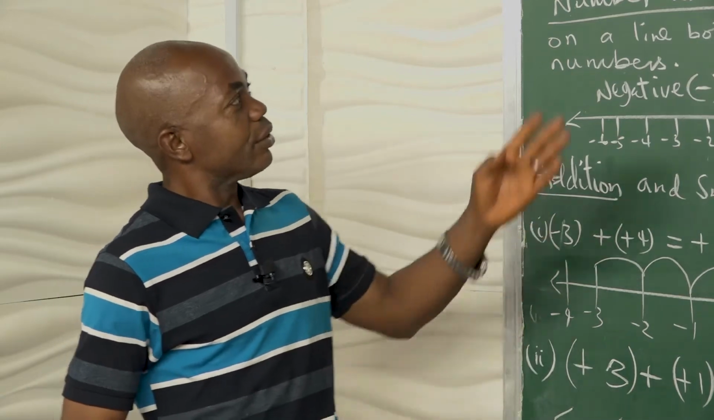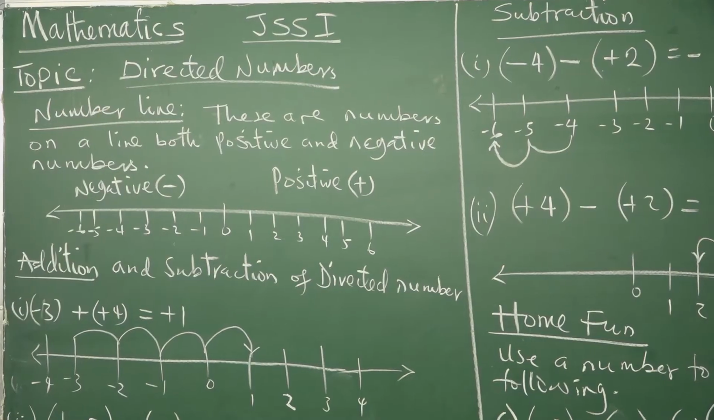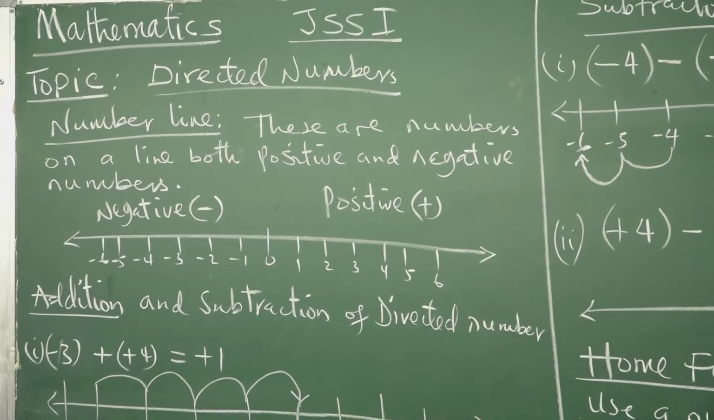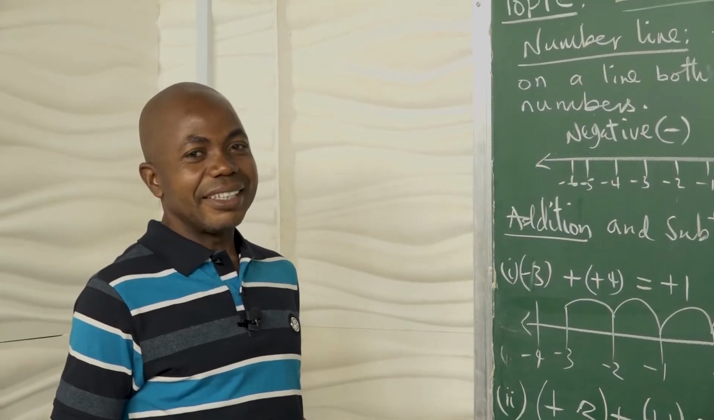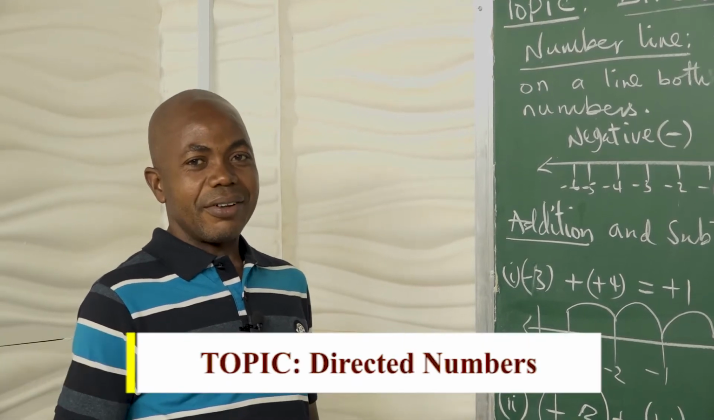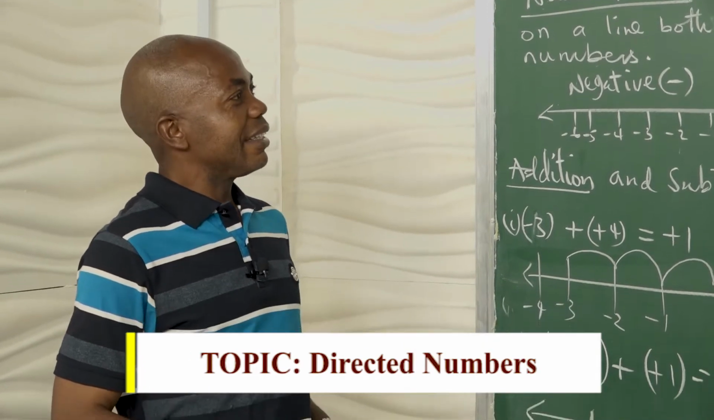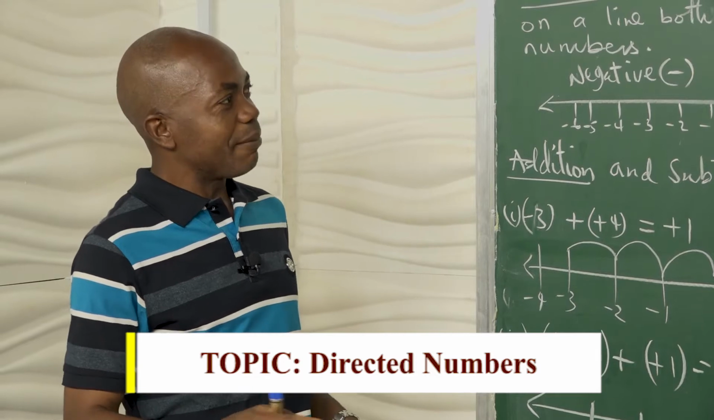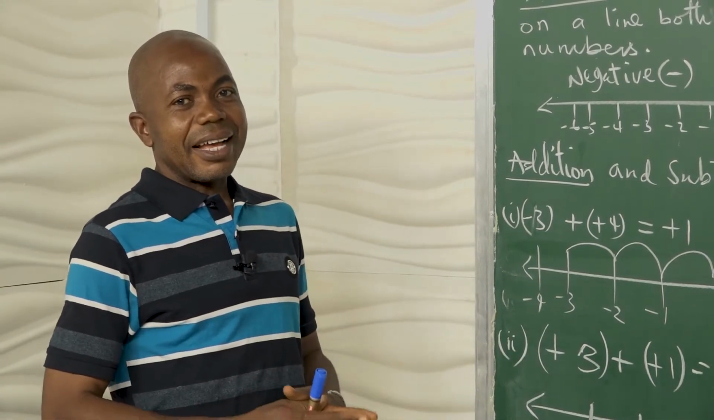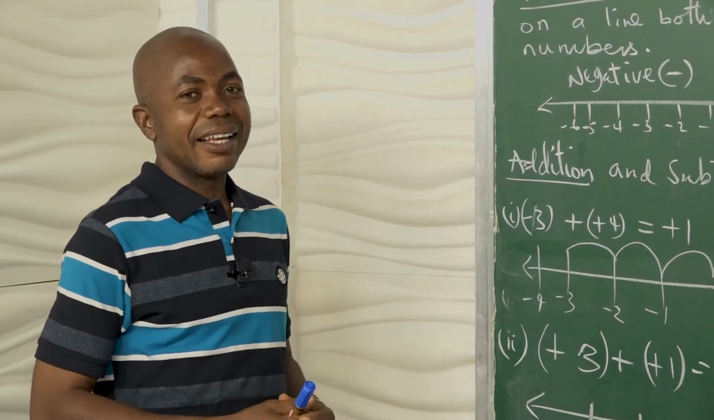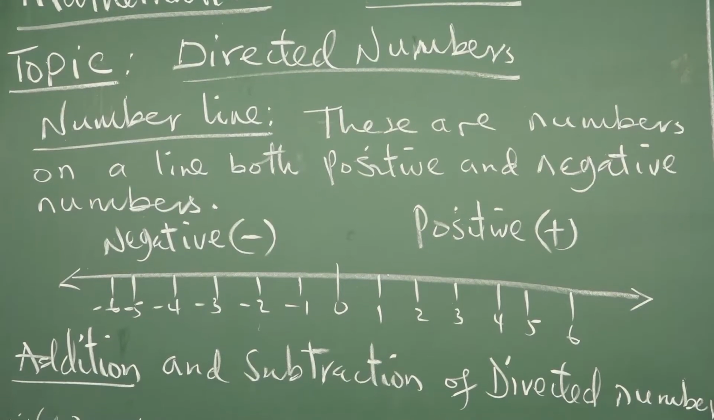Now, today we are going to study a topic called directed numbers. There are numbers that are directed. The direction is either to the positive or to the negative. And these are numbers on a line between positive and negative numbers. There are various numbers you can see, both positive and negative.